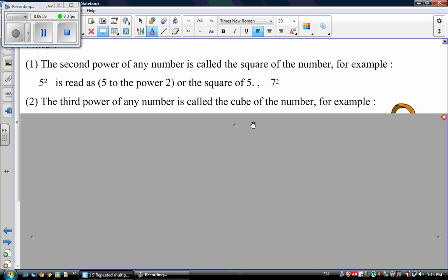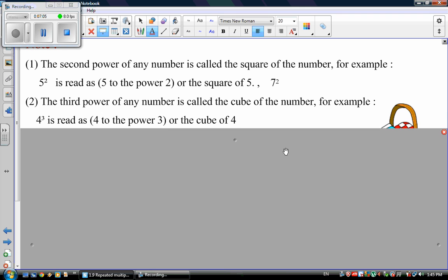Note number 2. The third power of any number is called the cube of the number. For example, 4 to the power 3. How can I read this? It's read as 4 to the power 3, or 4 to the third power, or the cube of 4.